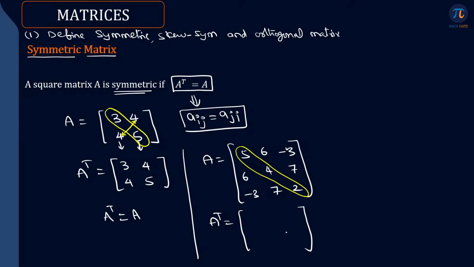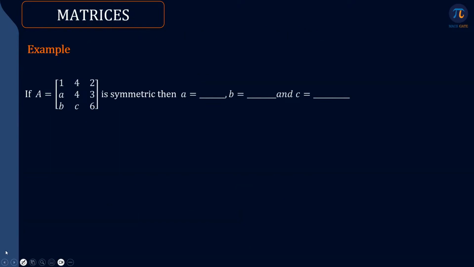That's it. So in the exam, if they ask for the definition, you can just write it, and if you write one example, it is sufficient. If you want to give more information, you can give one more example. A square matrix is symmetric if A transpose is A. So if it is symmetric, then find the values of A, B, C. Symmetric means this must be equal to 4, this must be equal to 2, and this must be equal to 3.